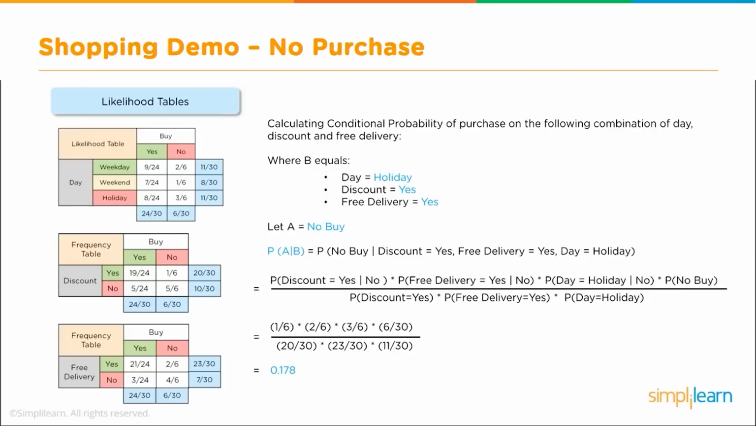Let's dig deeper into the math and actually see what this looks like. And we're going to start with looking for the probability of them not purchasing on the following combinations of days. We're actually looking for the probability of A equal no buy, no purchase. And our probability of B we're going to set equal to, is it a holiday? Did they get a discount? Yes. And was it a free delivery? Yes.